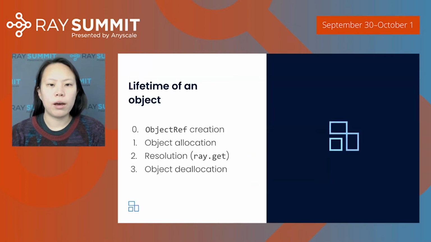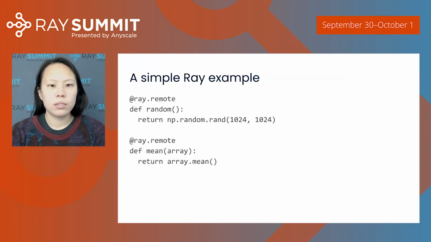Now we'll start to look at how that architecture actually gets used. To do that, we'll discuss each of the different steps that are involved in an object's lifetime. To illustrate these different steps, we'll use the simple Ray program as a running example.